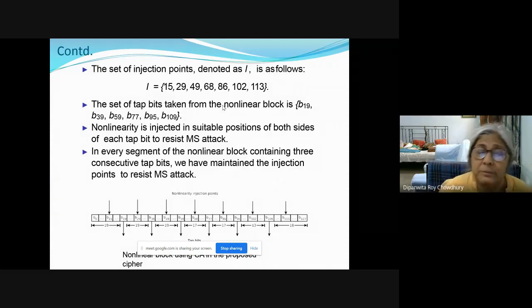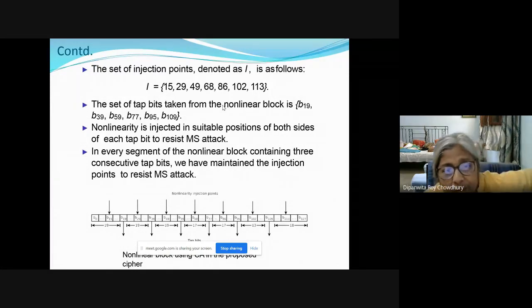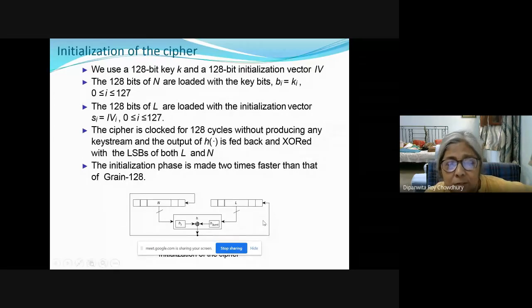Now, another big thing. See, these tap points, from where we are taking the inputs to the combiner from the linear part and the non-linear part. This is another thing. Actually, these 9 points mentioned in the figure, 2 are from the non-linear part and 7 from the linear part. In our case also, we have taken the same. So these you have to take very selectively.